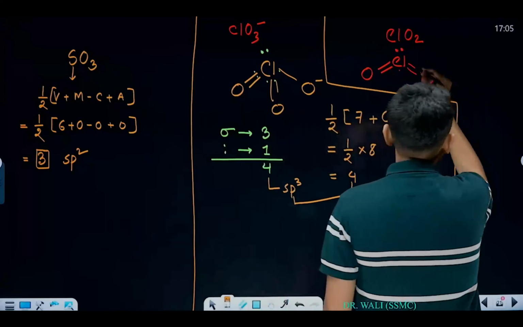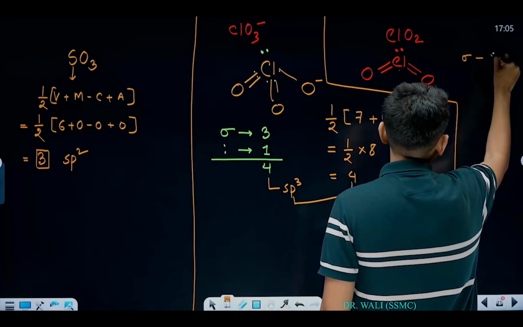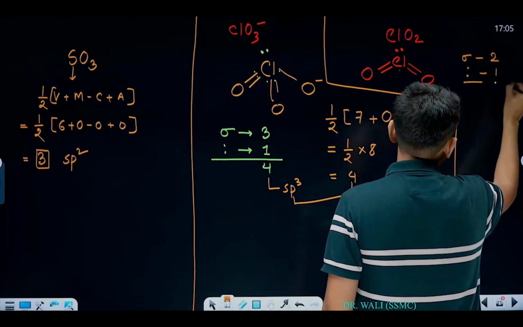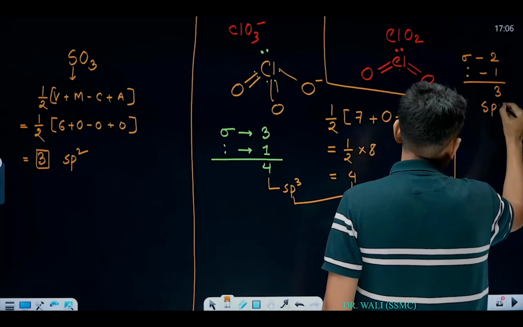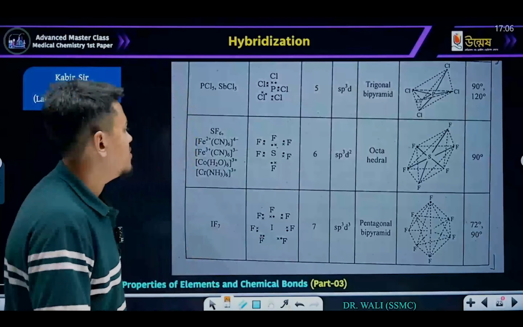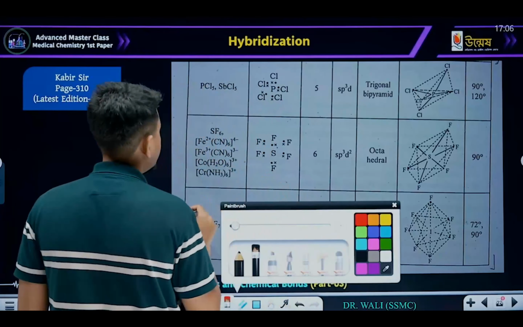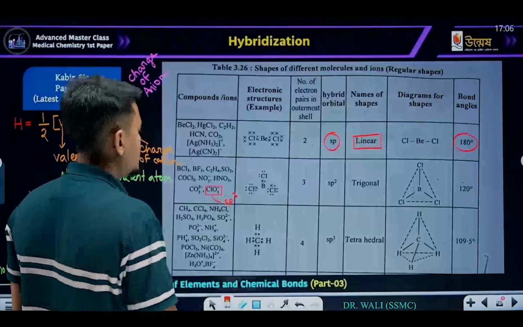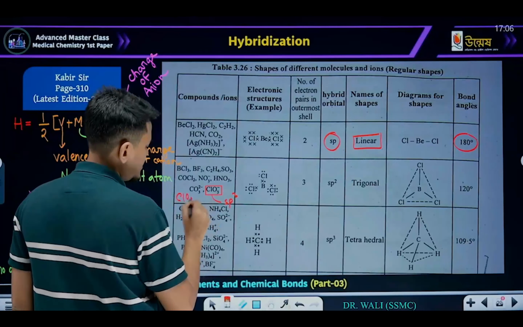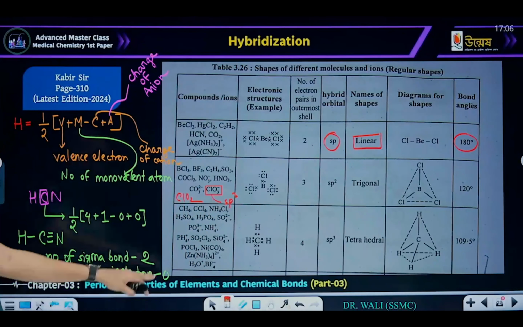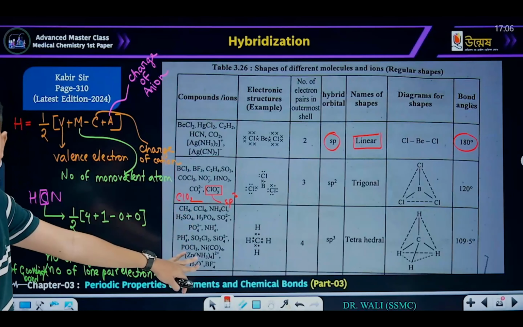For chlorite, as you can see, the number of sigma bonds is 2, the number of lone pair electrons is 1. So altogether it becomes 3, which is responsible for the sp2 hybridization. So instead of chlorate, the answer here should be chlorite, not chlorate. Okay. Anyway, as you can see, there are some different ions here.